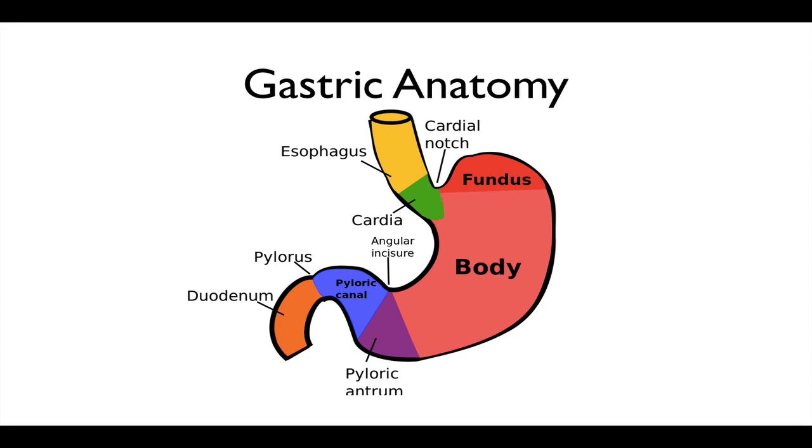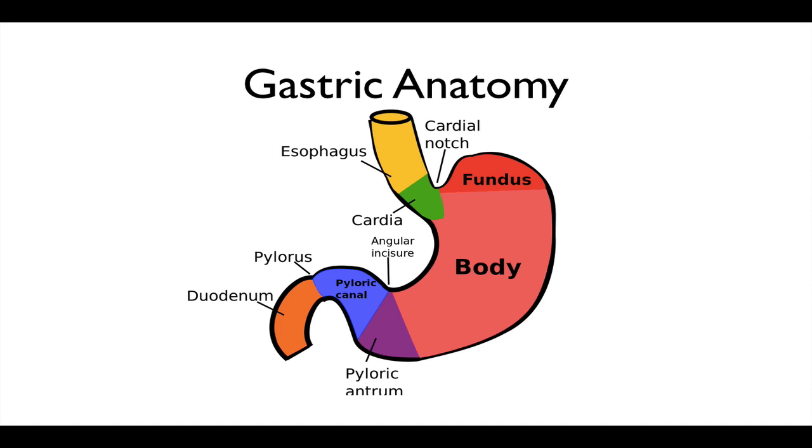So just a brief lecture about the anatomy of the stomach. The stomach occupies the left upper quadrant, the epigastric region, the umbilical region. Most of it is covered by the ribs. It's located between T10 and L3 in the vertebral position, but obviously it varies from person to person.